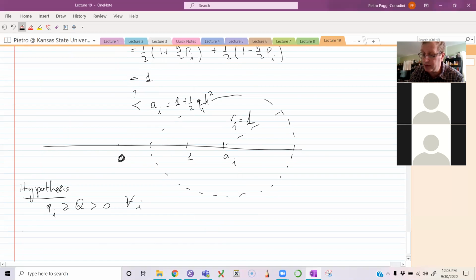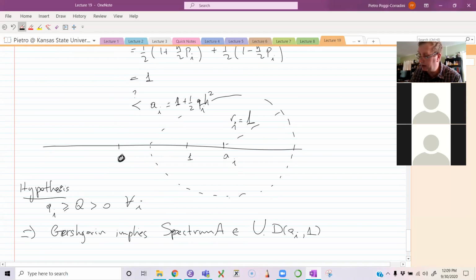So we get that the spectrum, by Gershgorin, implies that the spectrum is the union of the disks centered at Ai with radius 1. And this is a subset of, well, when you intersect with the real line, the positive numbers.